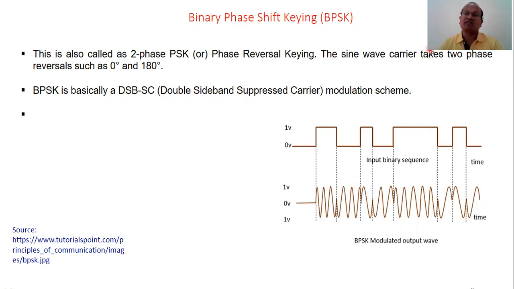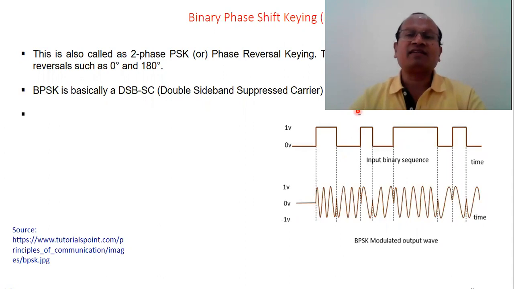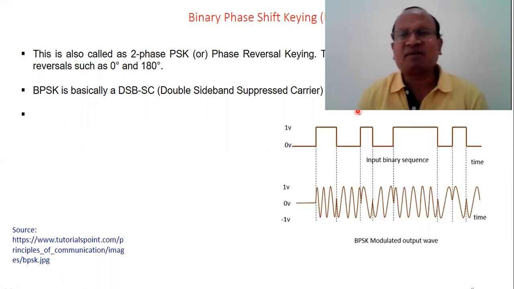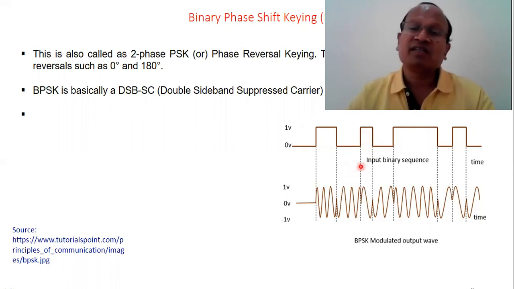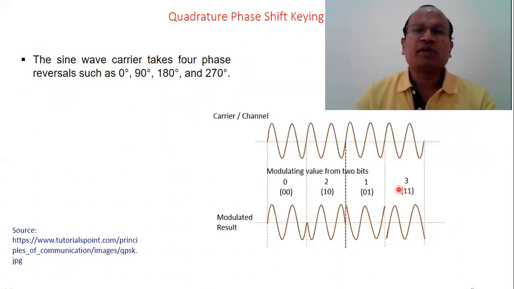So sometimes it is compared to DSBSC. When we compare it, it is called DSBSC. Why? Because in DSBSC, we know that there are two components, that is, double sideband. So it's similar to that. Look here. Whenever there is a change in amplitude, there is a change in phase, and that too by 180 degrees. Whenever the amplitude changes from high to low or low to high, the phase changes by 180 degrees. This is what is called binary phase shift keying.